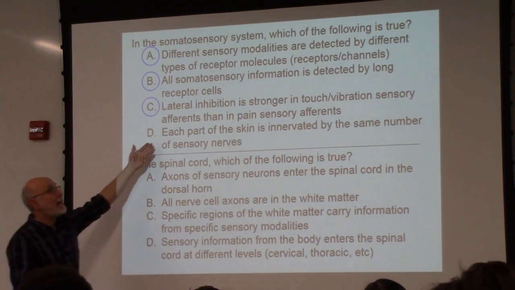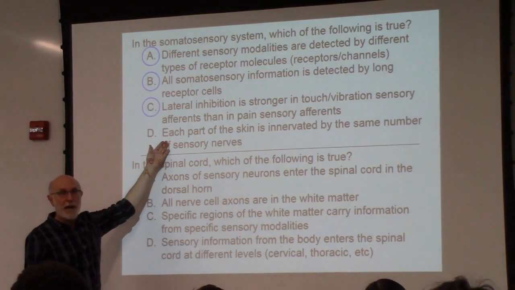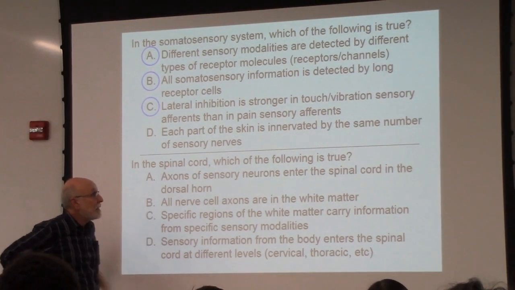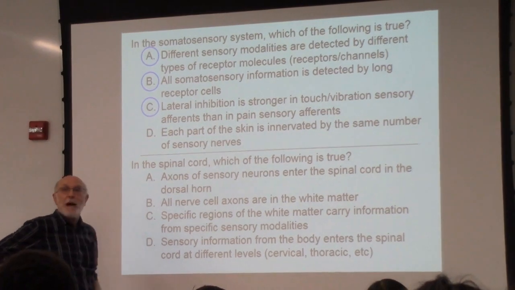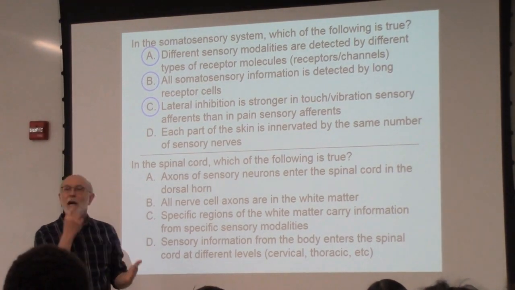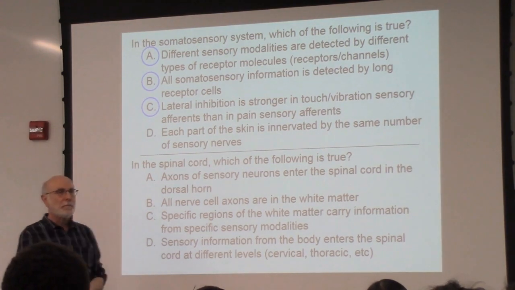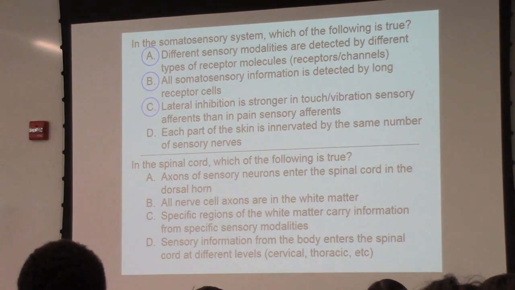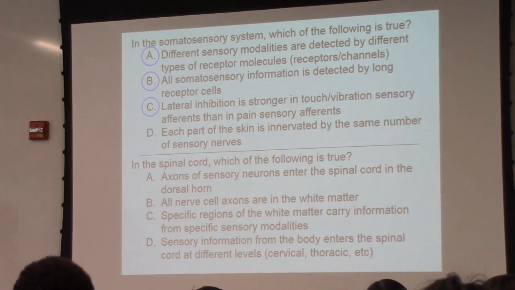Each part of the skin is not innervated by the same number because we have small receptive fields and larger receptive fields. The skin of the back is innervated by much fewer sensory neurons than the skin of my lips or fingertips. Okay, any questions about why A, B, and C are true and D is not?